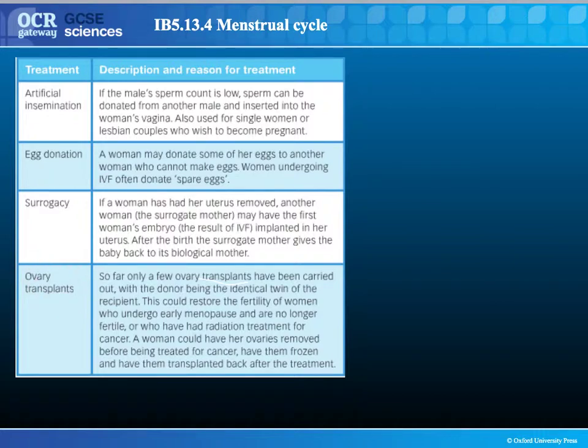And finally, we've got ovary transplants. Now, this isn't very common, only a few have ever been done, and the donor has been the identical twin of the recipient, so we've got to have tissue matches to be able to do this, just like any other transplant. So this could be used to restore women's fertility, especially if they're undergoing early menopause and are no longer fertile, or for people who have had radiation treatment for cancer which has affected their fertility. It is possible, though, whilst being treated for cancer, to have the ovaries removed, frozen, and transplanted back after the treatment if that is chosen.